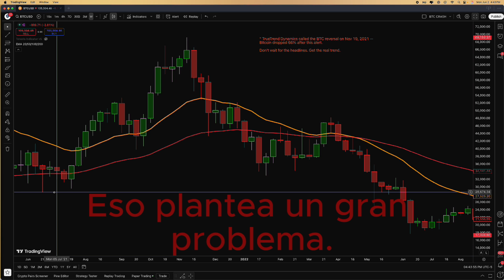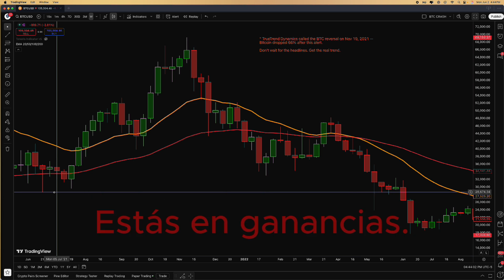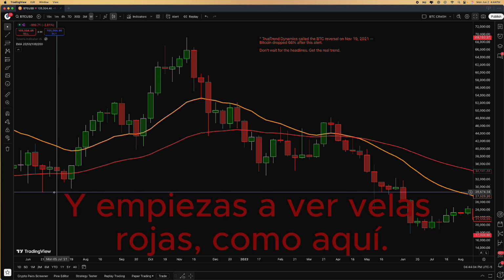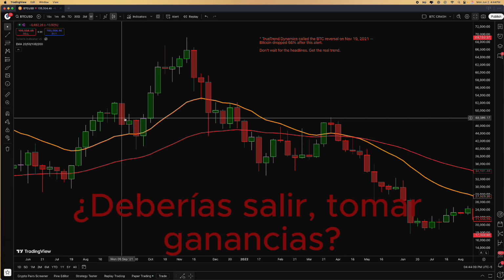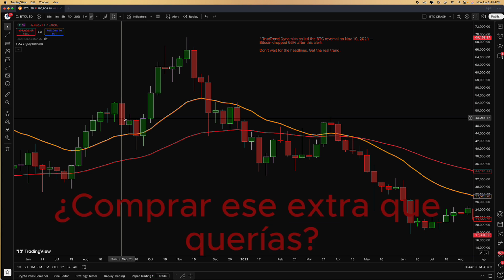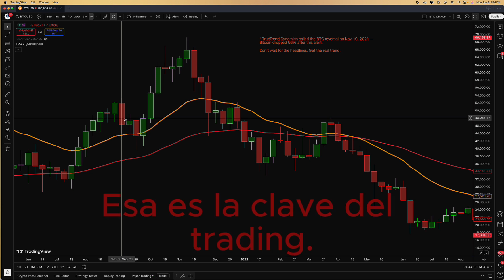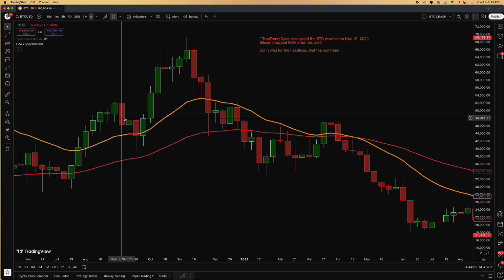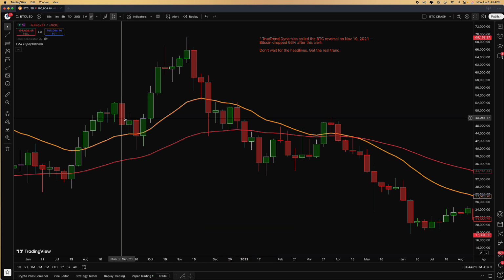So that presents a tremendous problem, which is if price has been going up for a while, you're in profit, and you start to see some red candles like over here, should you get out, take your profit, go home, buy that extra thing that you wanted, or should you stay in? That is the key to trading, is knowing when to stay in and when to get out.